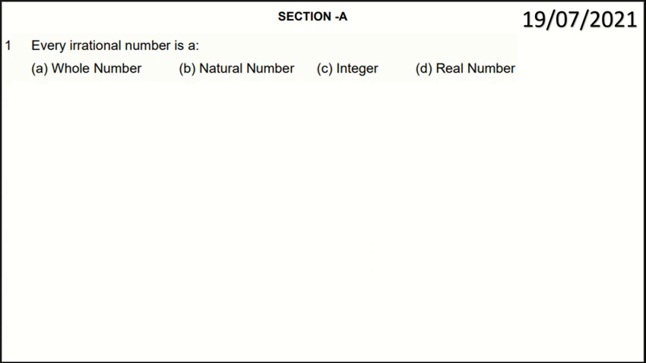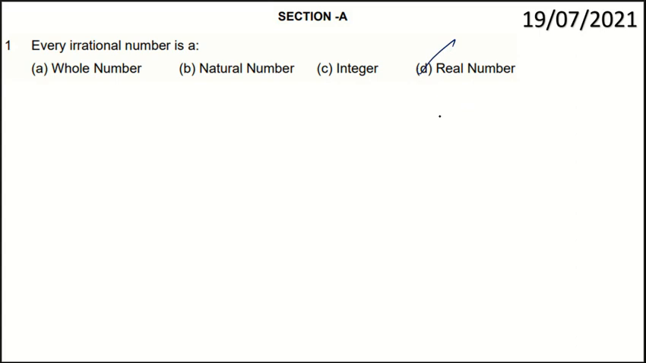Section A, first question. Every irrational number is a, and options A, B, C, D are given, where option A is whole numbers, option B natural numbers, option C integers, option D real numbers. Every irrational number cannot be whole, cannot be natural, cannot be integer. So, the right option is real numbers.